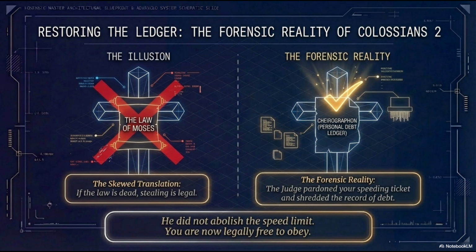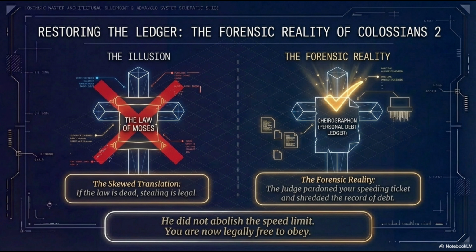I've heard pastors preach countless times that this means the law of Moses was nailed to the cross and destroyed. But the framework provides a crucial historical and linguistic correction here. The Greek word used by Paul in Colossians 2 is chirographan. In the first century Roman world, a chirographan was not a constitution. It was not a book of national laws. What was it then? It was a ledger of debt. It was quite literally a criminal charge sheet or an IOU signed by a debtor.